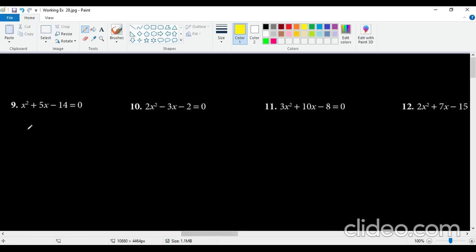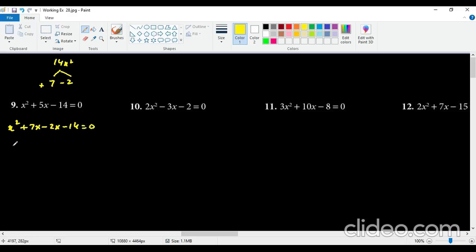In here 14 is the product, 14x square. We break this in such a way to give us a 5. For question number 9, we can have 7 times 2, and plus 7x and minus 2x are going to give us plus 5x. So I'll write x square plus 7x minus 2x and minus 14 equals 0.